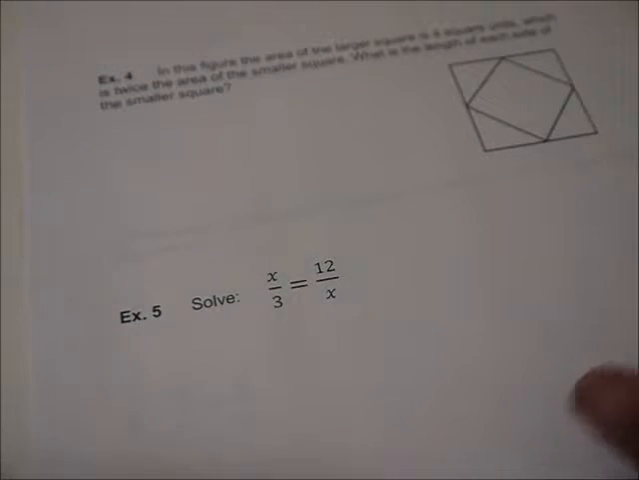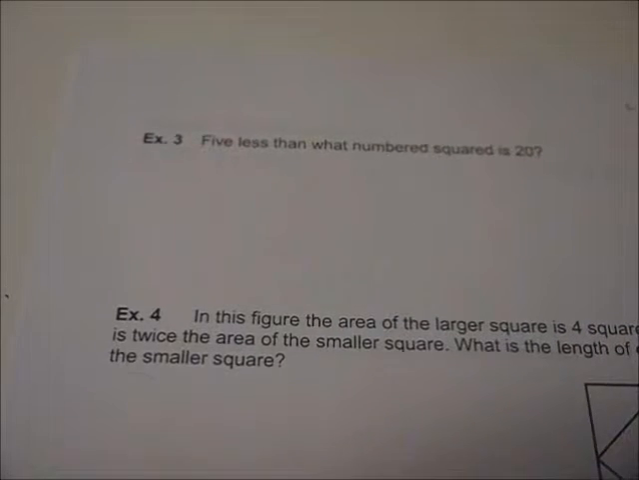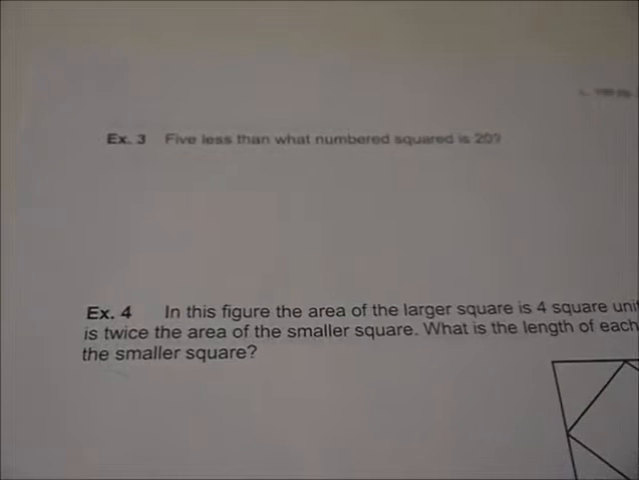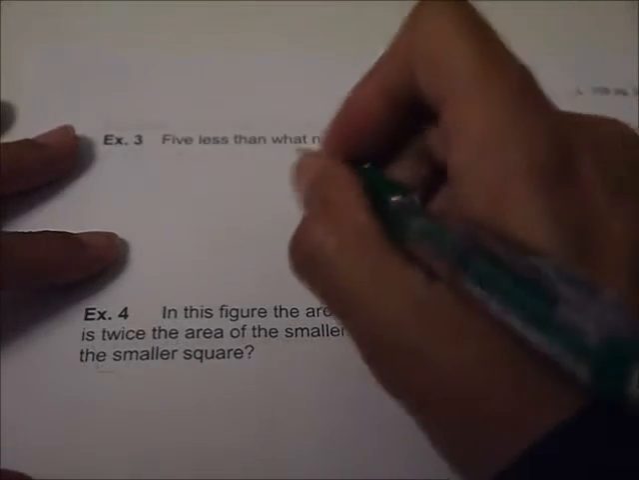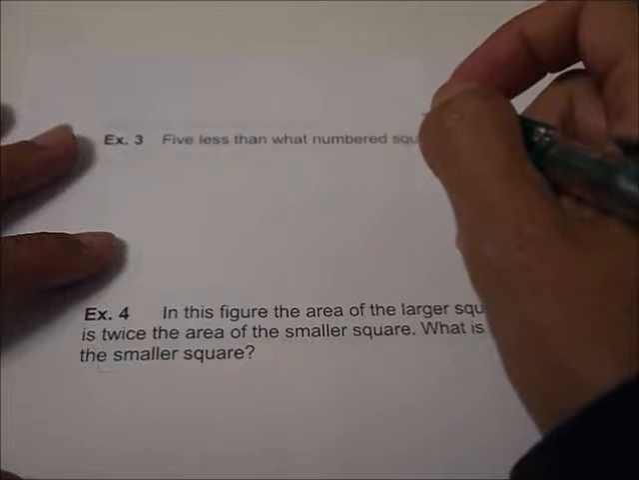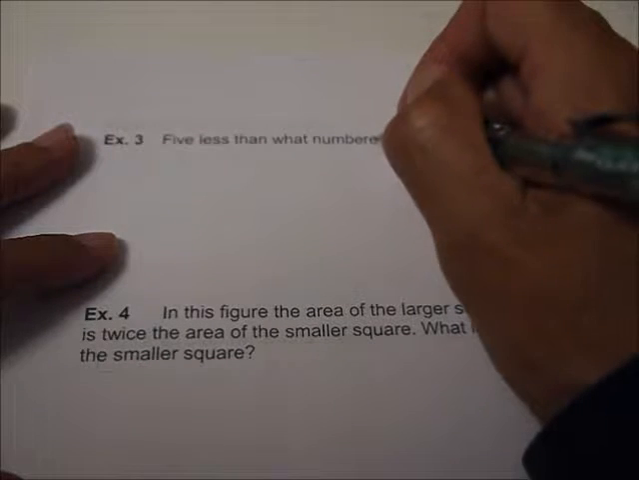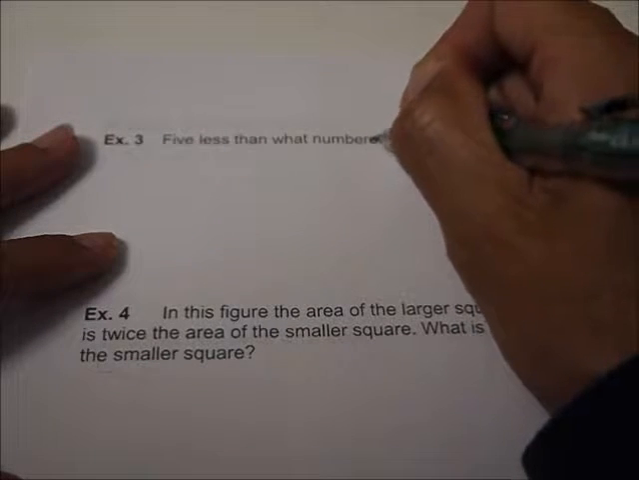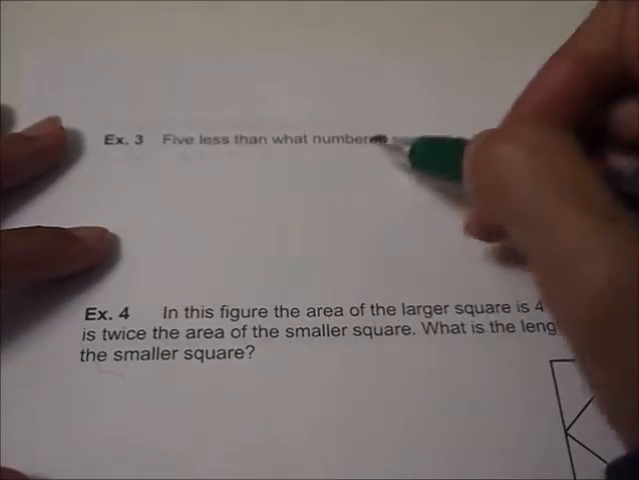Okay, example 3. We get to create an equation out of an English sentence. So I find that to be quite thrilling. Hopefully you do too. 5 less than what numbered squared? I think it should be what number squared. Yes, sorry. I'm not going to fix that online. You can cross it out. 5 less than what number squared is 20.